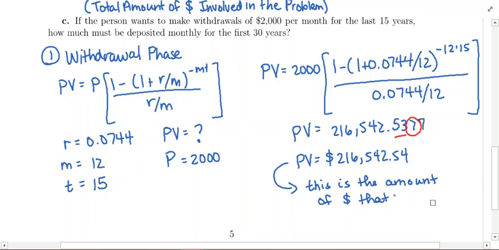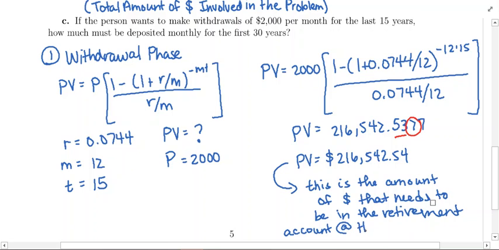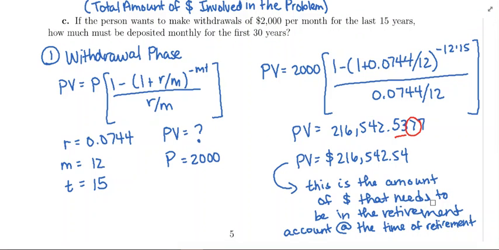that needs to be in the retirement account at the time of retirement. This is how much the person has to have in their account at the time of retirement in order to receive monthly amounts of $2,000 for 15 years. All right, so we're done with the withdrawal phase. Now we can move backwards to the savings phase.